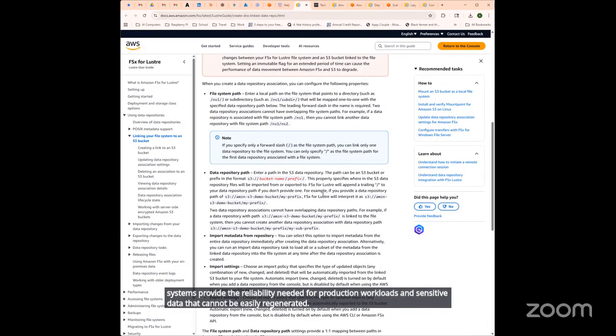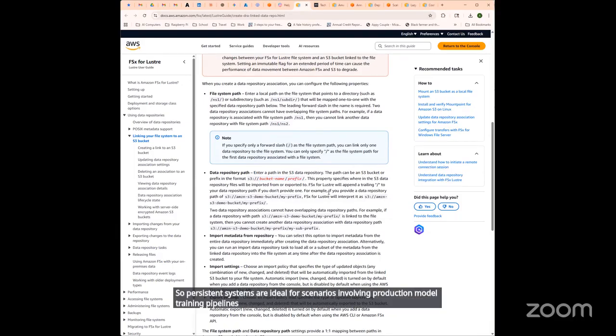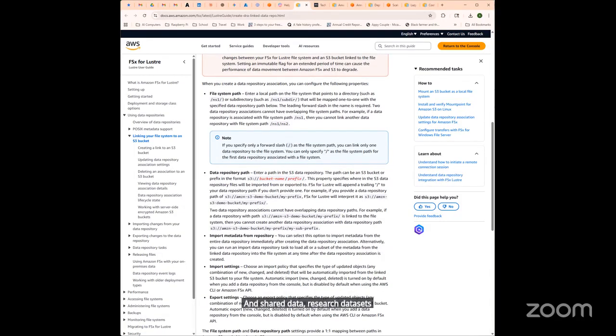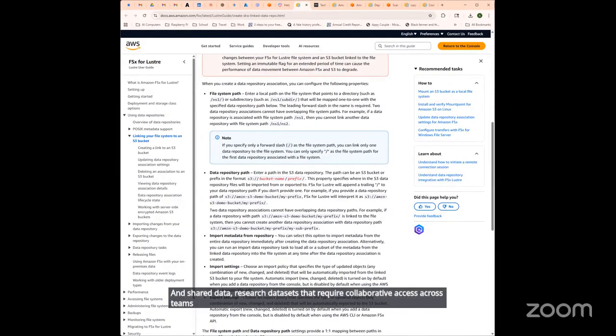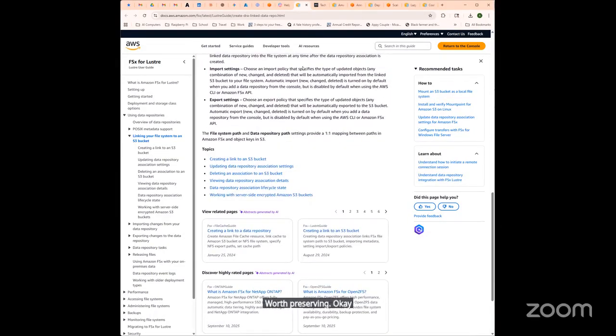So persistent systems are ideal for scenarios involving production model training pipelines with valuable intermediate checkpoints, shared research data sets that require collaborative access across teams, and feature engineering pipelines that generate reusable processed data sets worth preserving. Okay. You can see all of this.